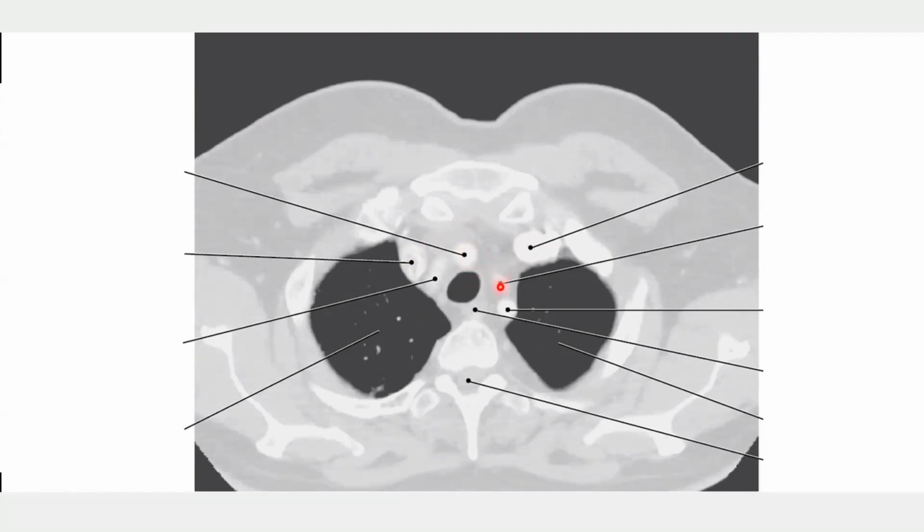Then this, the left common carotid, right? So this is the left side of the body. This is the left common carotid. And this one, left subclavian, exactly. Okay, so then what about this black color area?